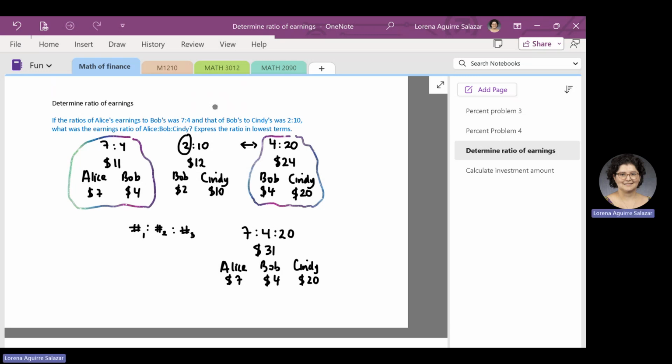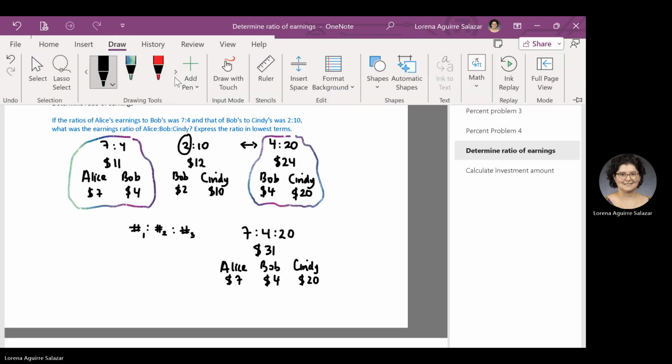Now, finally, we need to express the ratio in lowest terms. To express a ratio in lowest terms, we divide all terms in the ratio by common factors until we can't do it anymore. Now 7, 4, and 20 have nothing in common other than the number 1 as a factor. Actually, 7 is a prime number, so 7 will have very little in common with many numbers. So 7, 4, 20 is already reduced to lowest terms. So we can say that 7, 4, 20 is the answer to this problem.